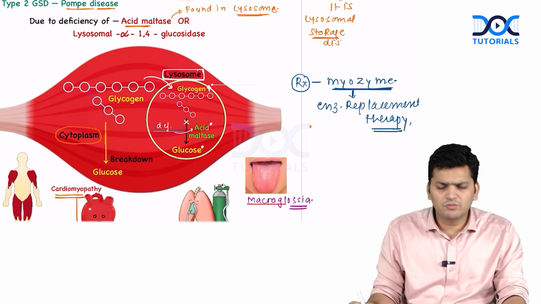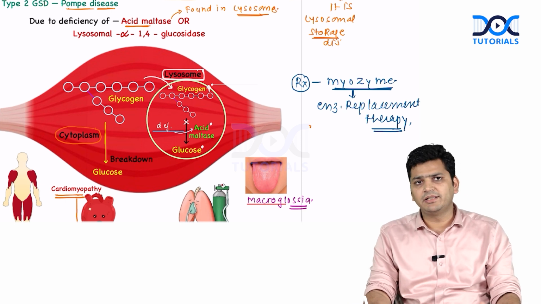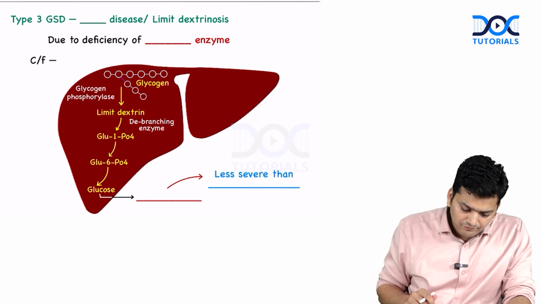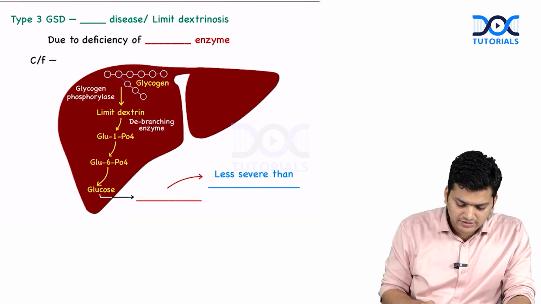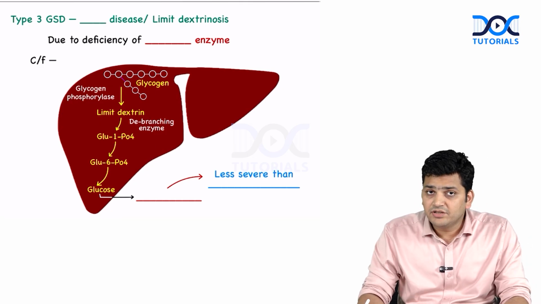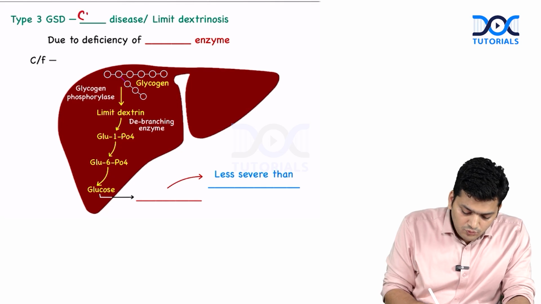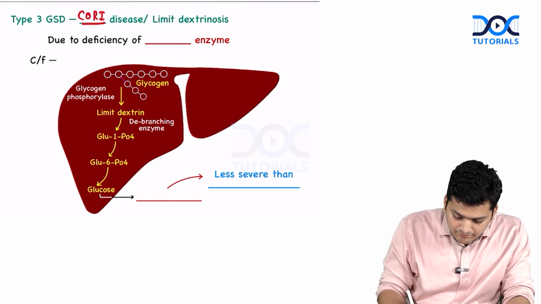Normally in lysosomal storage disease, we can try enzyme replacement therapy, and here we are going to use the myozymes. Coming to type 3 glycogen storage disease, this is called Cori disease. And we have discussed one mnemonic, ABCD.